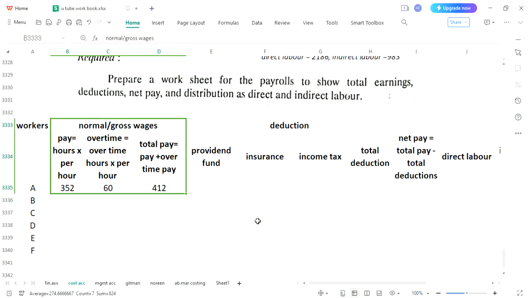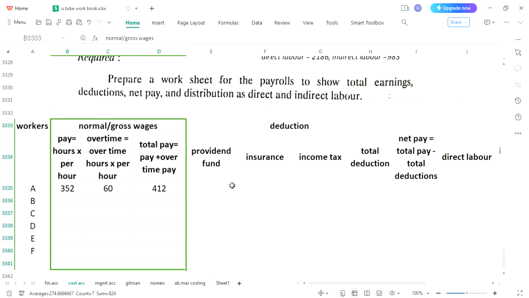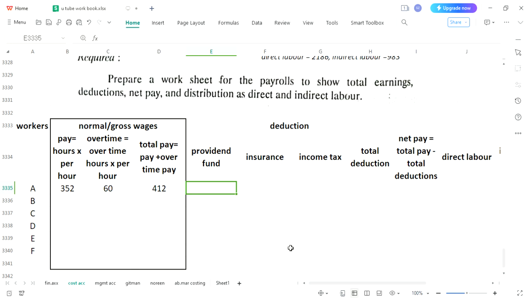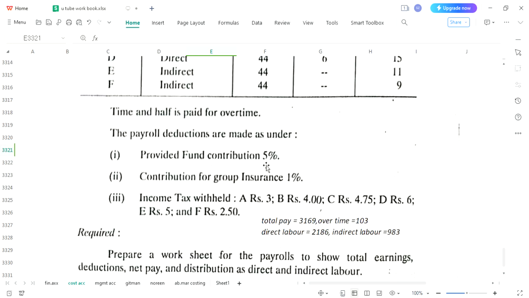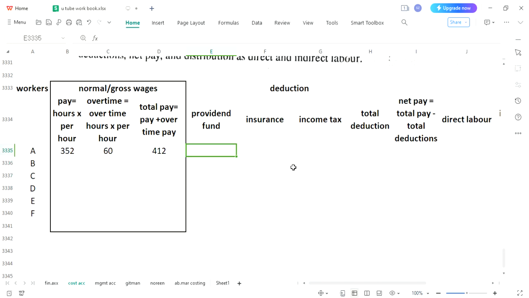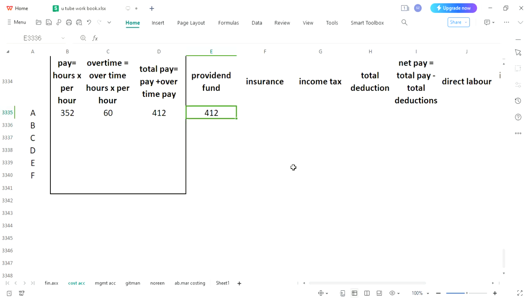So guys, we have calculated the first worker's normal payments, and now we will see how much provident fund. For this, let's go to the question. Provident fund contribution is 5%. So simply what we will do, the amount of salary, amount of wages is 412. 5% is your percentage of provident fund, multiply by 5 divided by 100. So please note it down. This way we can calculate our provident fund. It has been calculated as 20.6.